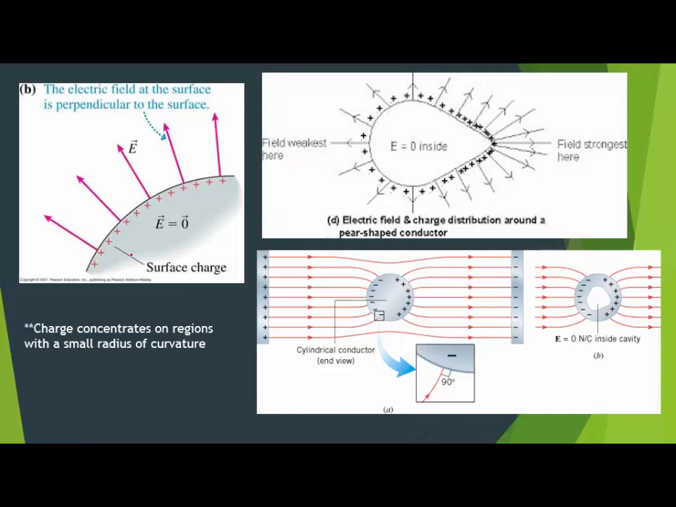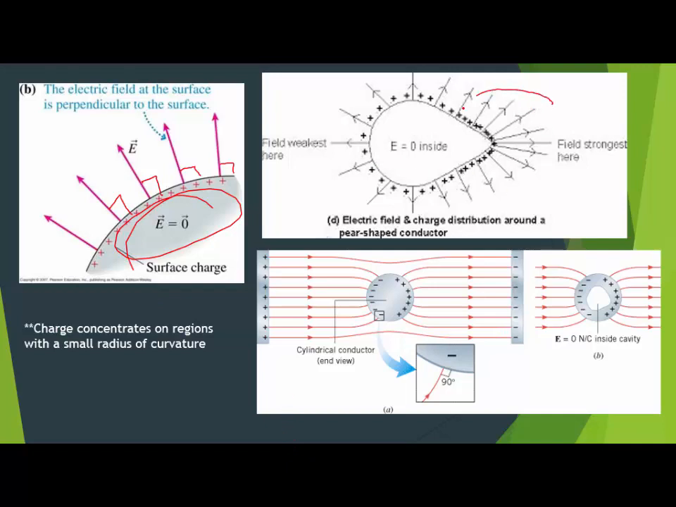So here is the surface of our conductor. All of those charges reside on the surface of it. And the electric field shoots out kind of like sunshine rays from the surface. But they are all perpendicular to the surface of the conductor. And the electric field inside is zero.